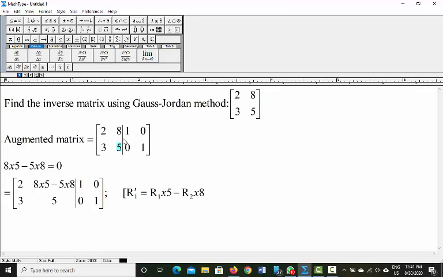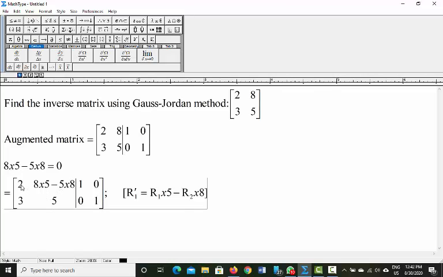And then again, this is in row 2. Whatever element we have in row 2, we have multiplied it with 8. Then we have deducted one from the other, so there is a minus. So this is the formula to convert row 1.